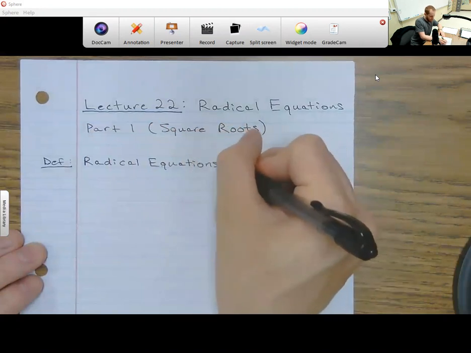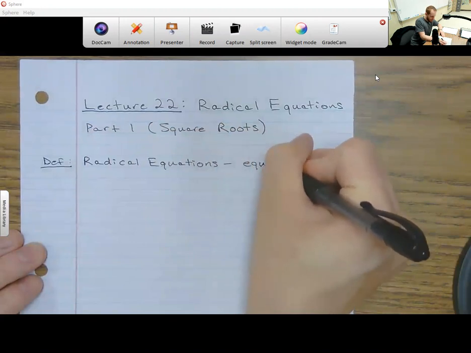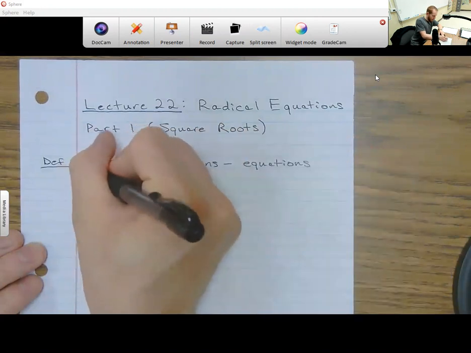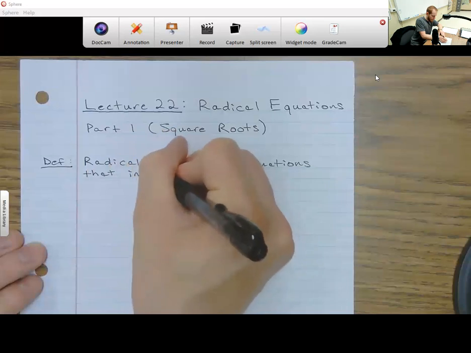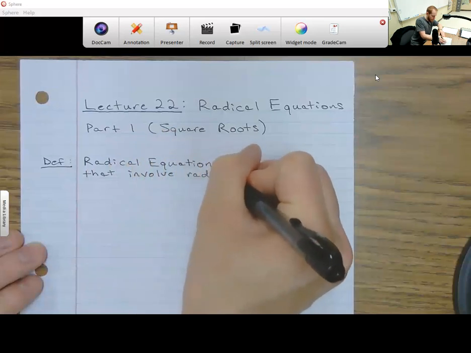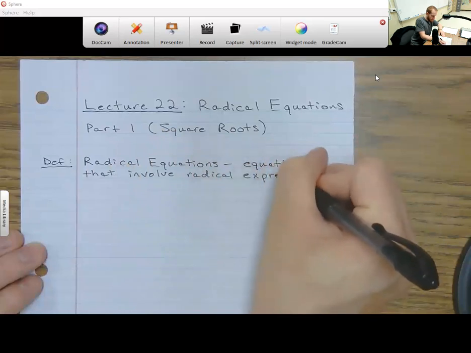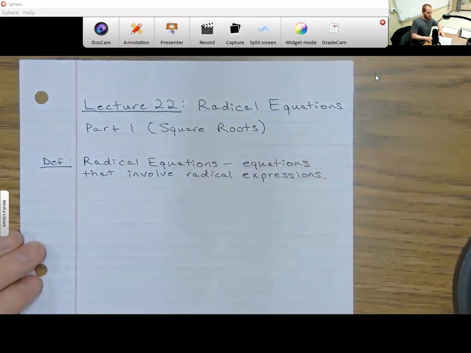Radical equations are equations that involve radical expressions. Equations that involve radical expressions.